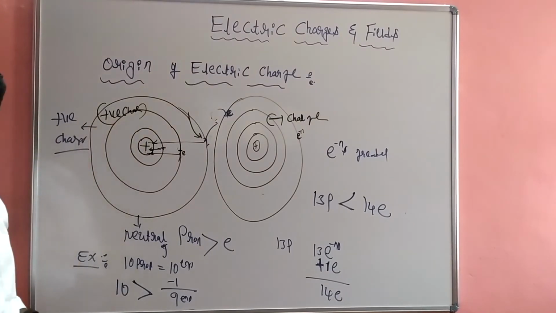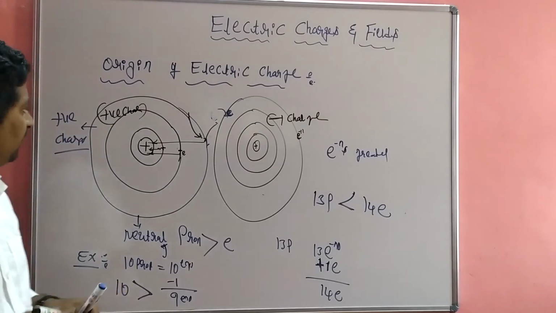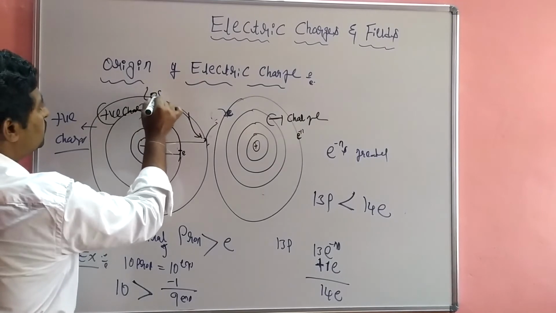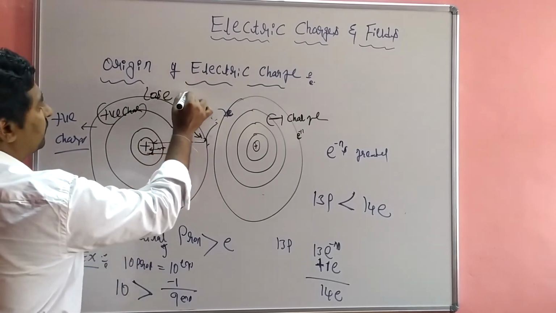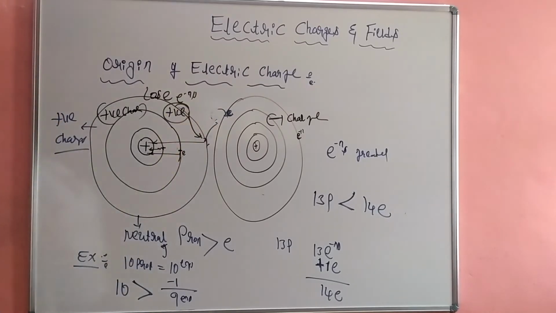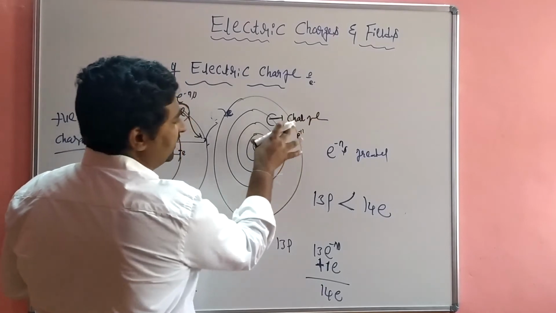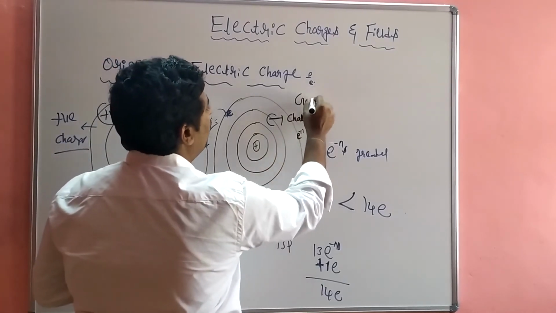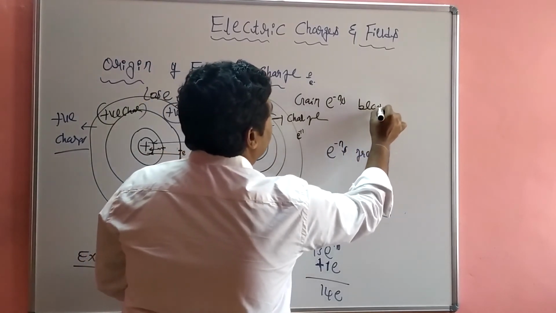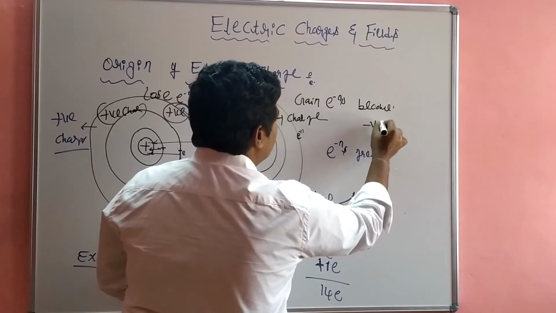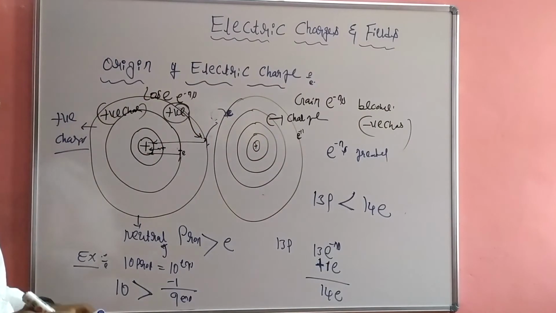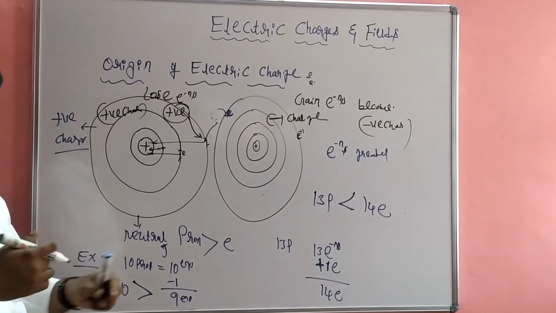Okay, so what is the conclusion? Losing electrons, the body becomes positively charged. Gaining electrons, the body becomes negatively charged. So this is the discrepancy between the positive charge and the negative charge.